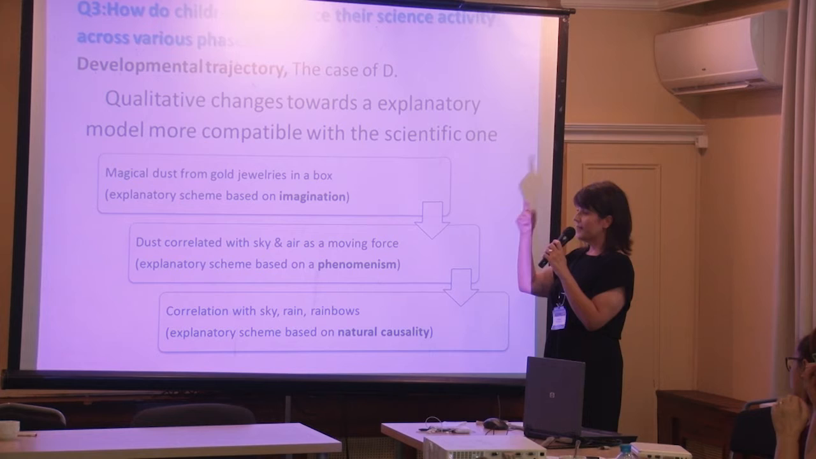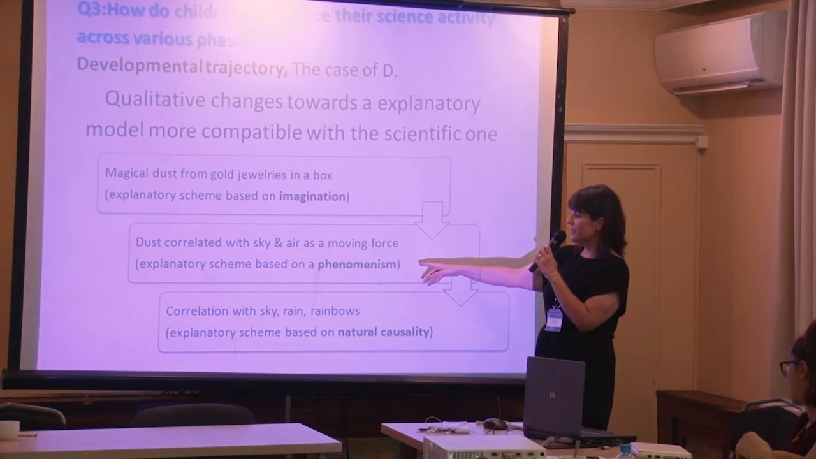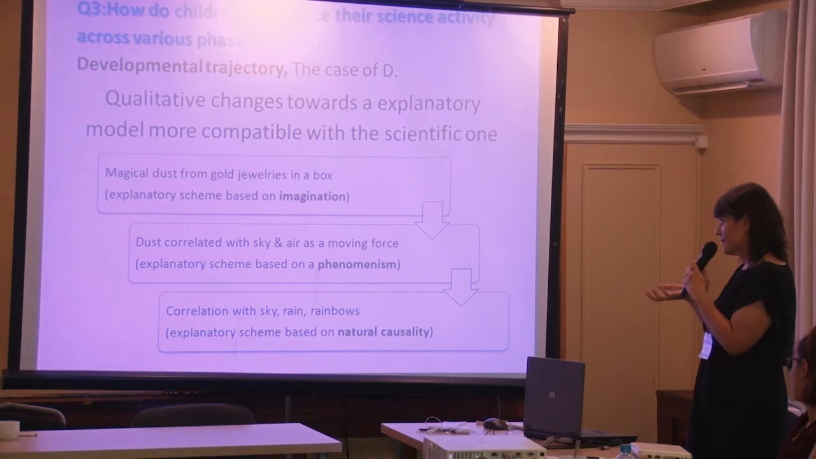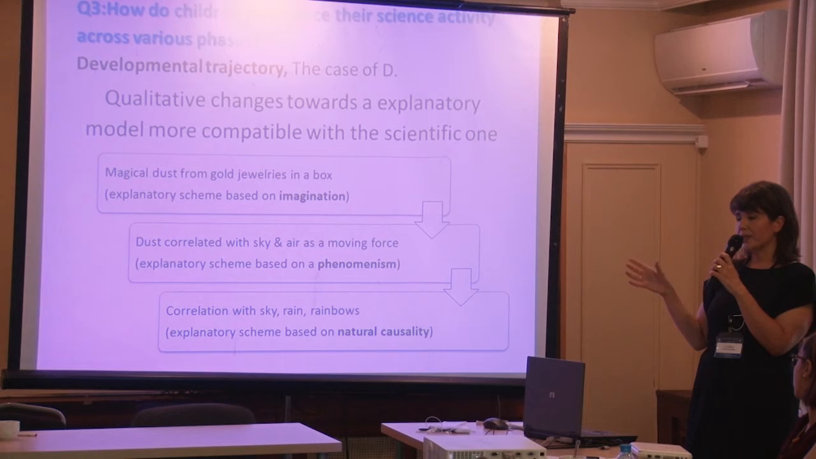afterward we have a transition to phenomenism. And at the third phase, she managed to make a correlation with the sky, to connect the phenomena of clouds with the sky, rain, and also the rainbows. And this is an explanatory scheme which is very, very close to natural causality.